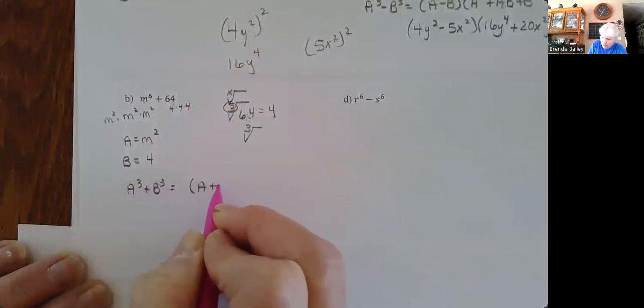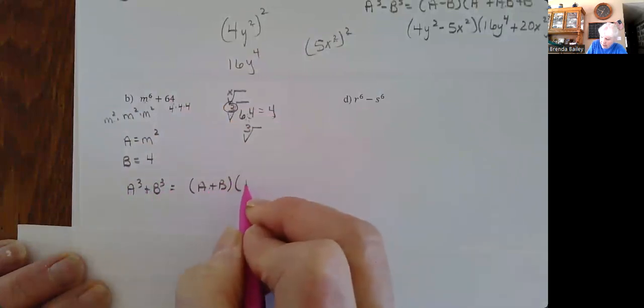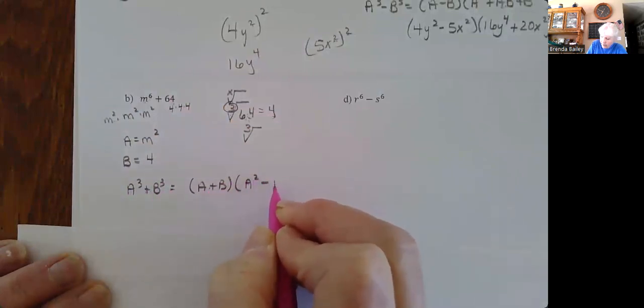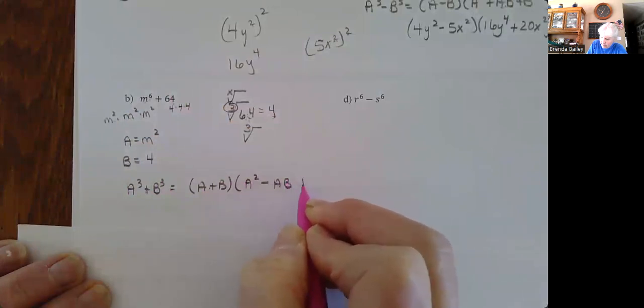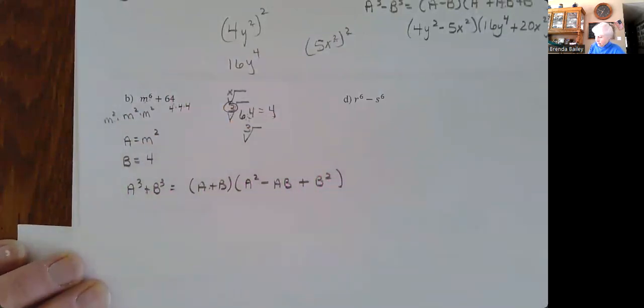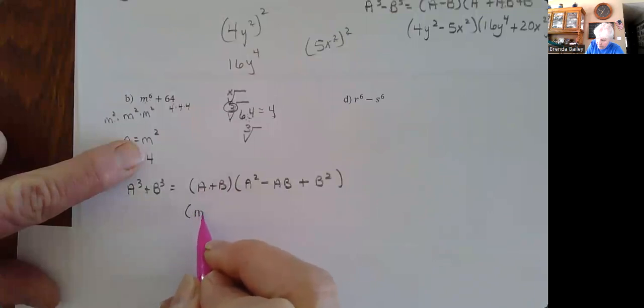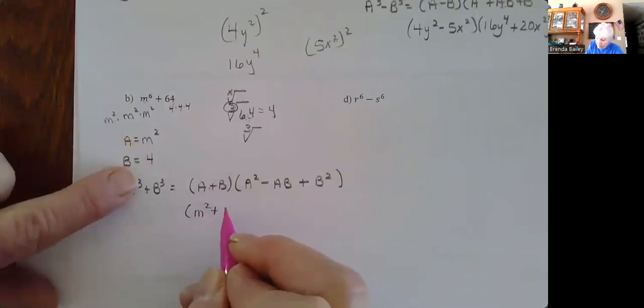A plus B, you match the sign. And now we have A squared. We know we have to have one negative, and there it is. The last term is always positive. Okay, A, m squared, plus B, 4.